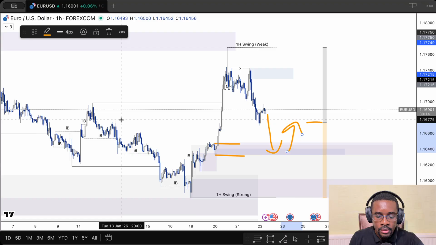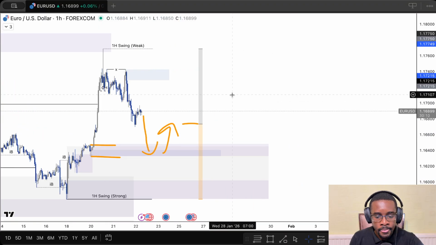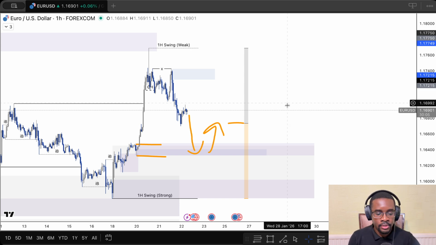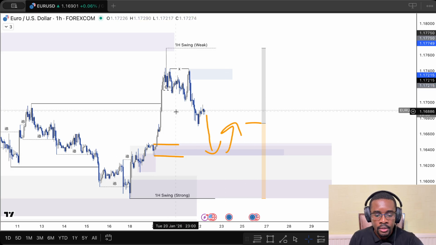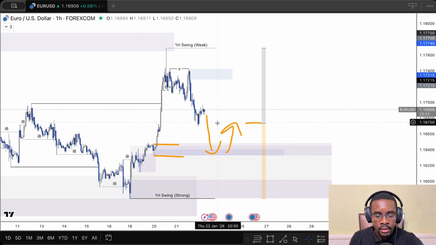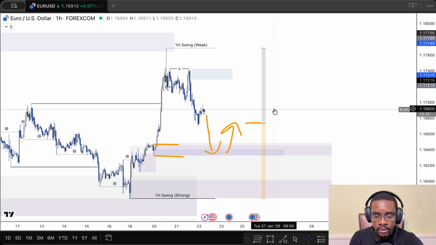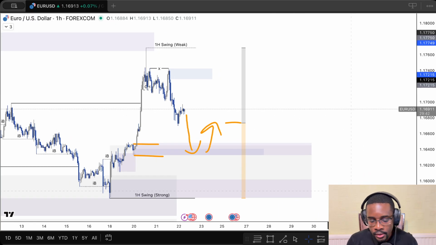So that is the analysis for today. On the pound, we are short, but we don't have any structure to short from. And on the euro, we are bullish, but price is in the middle of the range, so we are expecting a retest of the nested POIs in the daily and 4-hour demand zones.